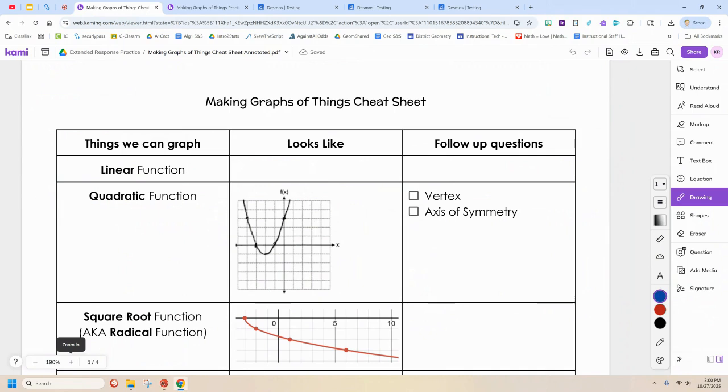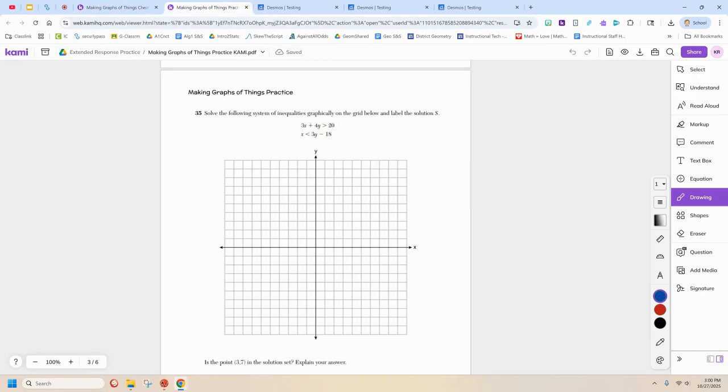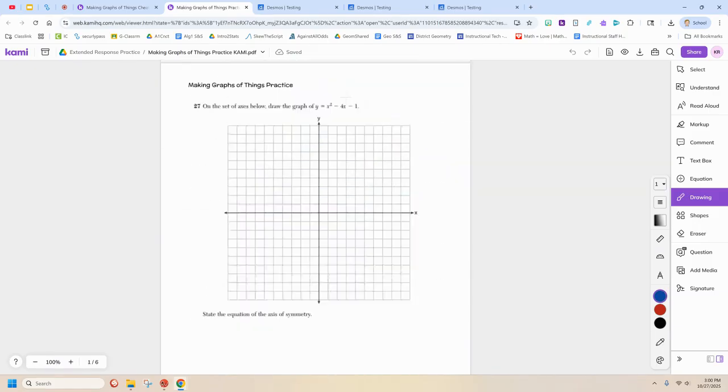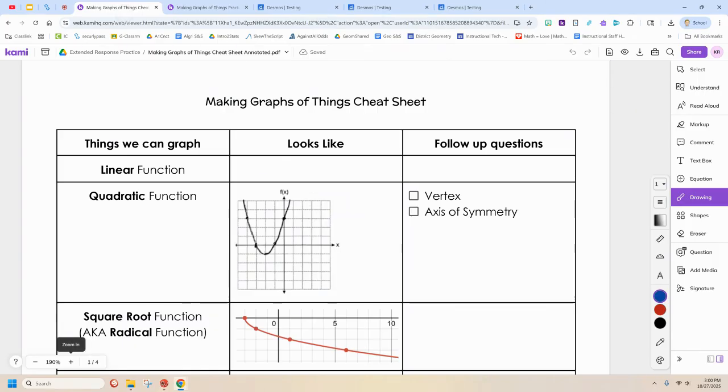All right, this video is for use after doing pages, I want to say 33 and 35 in your booklet. So I learned a lot from you guys working on those two pages, and then another packet that's called Making Graphs of Things. Some of you worked on this packet yesterday. So let's go through this Making Graphs of Things kind of cheat sheet.